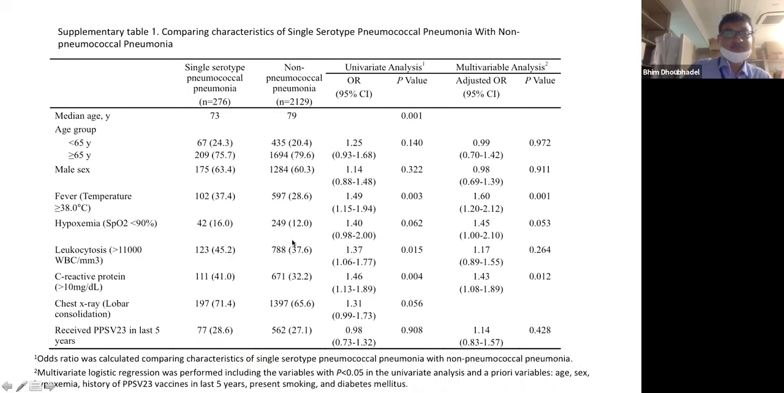And this one is just like a supplementary table. So I'm just trying to compare the single serotype and non-pneumococcal pneumonia. So it is very much similar to the multiple serotype. So associated with the fever, although this is not associated with the age less than 65, we found association in multiple serotype pneumococcus pneumonia, but not in single serotype pneumococcal pneumonia. But it was associated with the fever and with C-reactive protein.